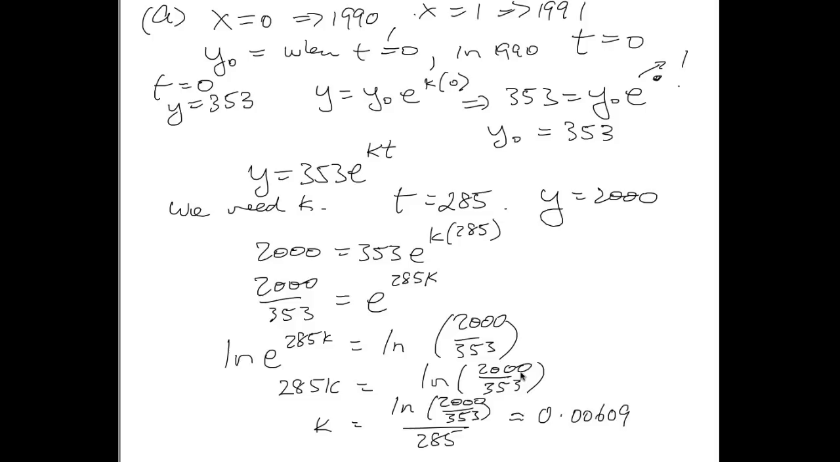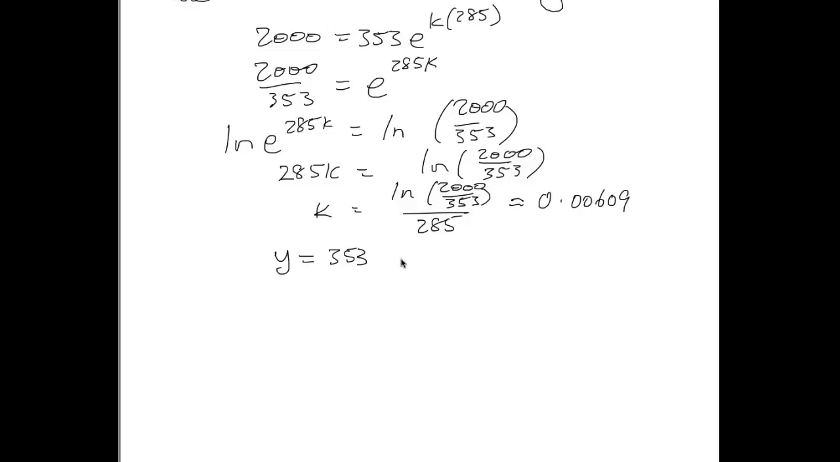0.00609. Alright, so our model then is going to be y is equal to 353 e to the 0.00609t. So there's our model.